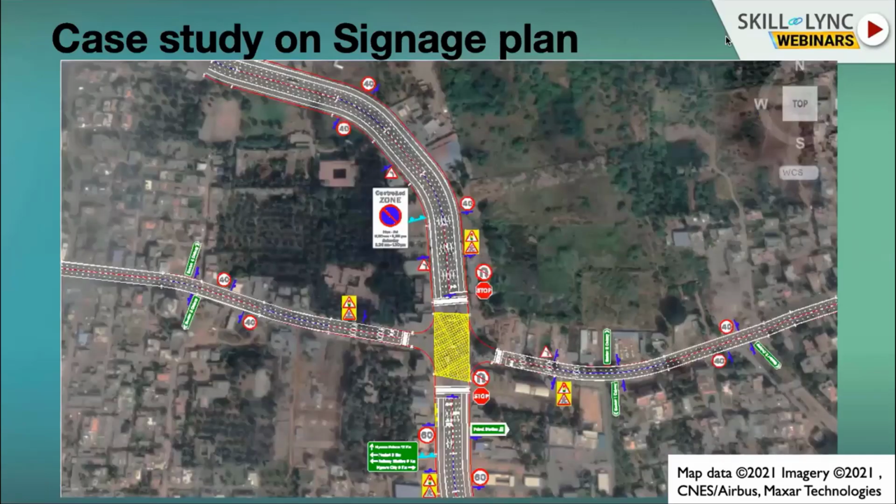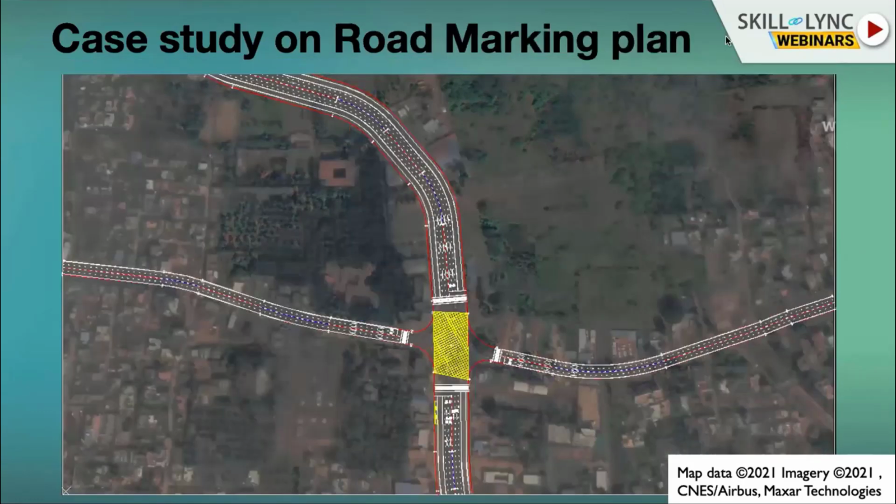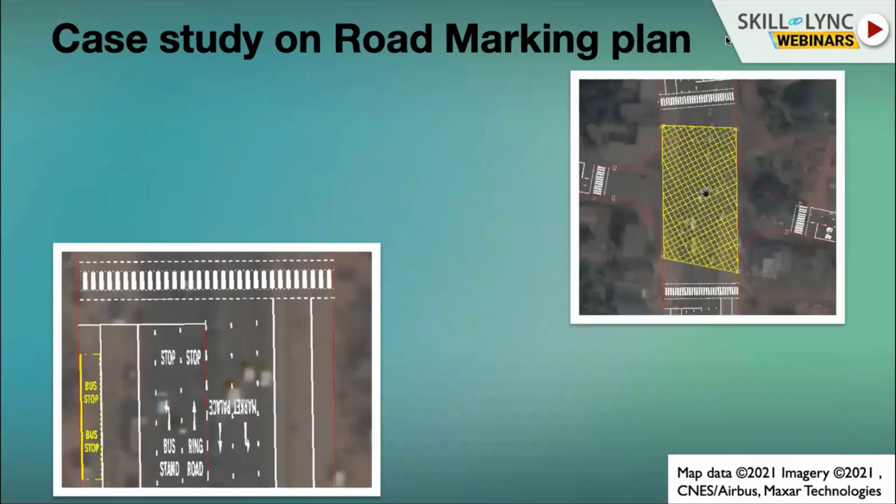So once we assimilate all this information and provide it in a layout, this also has to be thoroughly checked by a road safety auditor, so that safety is ensured at all times through the signage provisions. Now let us see a case study on the road marking, how a road marking plan will be evolved. I'm using the same example here. Let us get into the details of it.